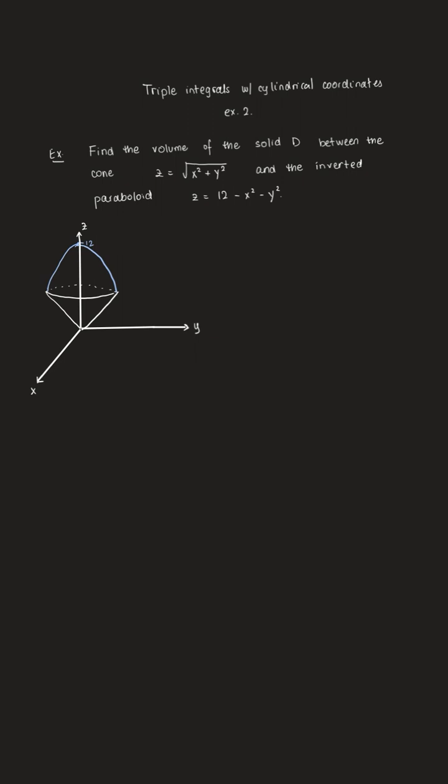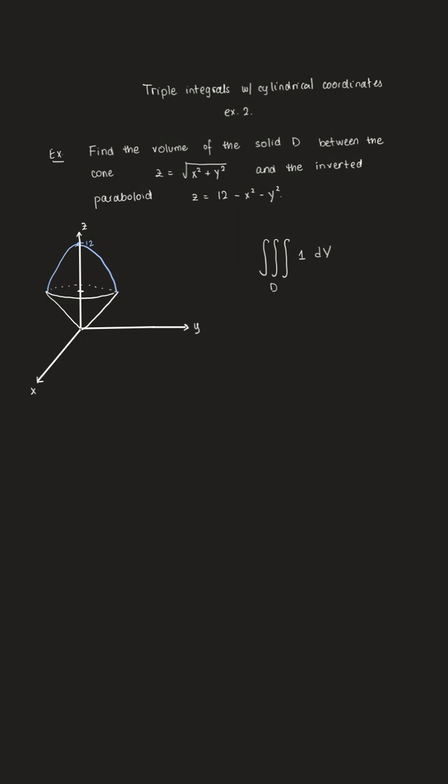You can see that they will intersect at some height. I don't know what that is yet, so we'll find it. And since we want volume, we're really trying to set up a triple integral over D where the value of the integrand is 1, because that will give us volume.